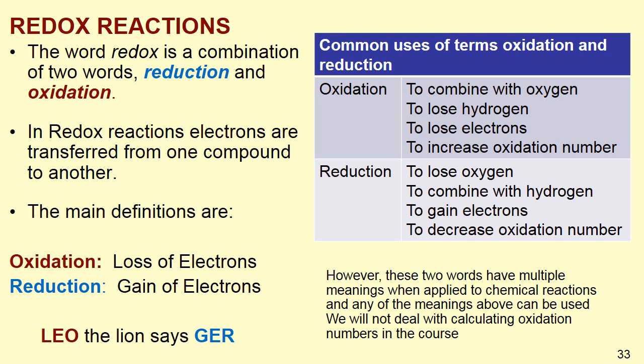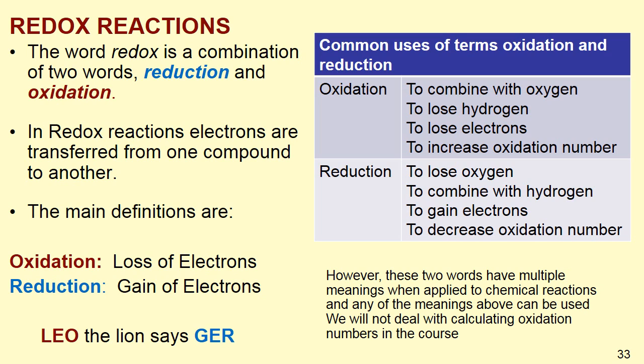A little mnemonic to remember oxidation and reduction. Leo the lion says GER. Loss of electrons is oxidation. Gain of electrons is reduction. Sometimes I've also seen people use the mnemonic OIL RIG. Oxidation is loss. Reduction is gain. OIL RIG.